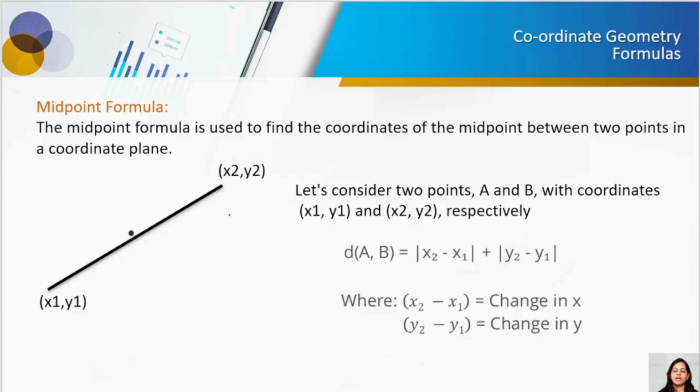Now let us understand the midpoint formula. Again, same, right? We have a line and this is the midpoint. How do you calculate the midpoint? It uses x2 minus x1 and y2 minus y1, the change in x and the change in y.